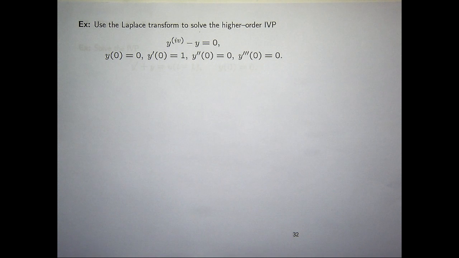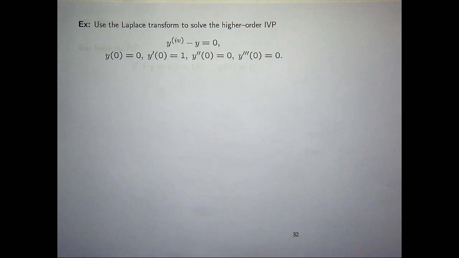So here's a fourth order linear problem. This isn't too bad to solve using the characteristic equation methods, but there are four initial conditions to deal with. Most of them are 0, but I'm going to show you how we can use the Laplace transform to solve this problem. Okay?